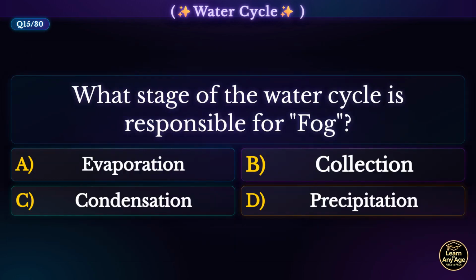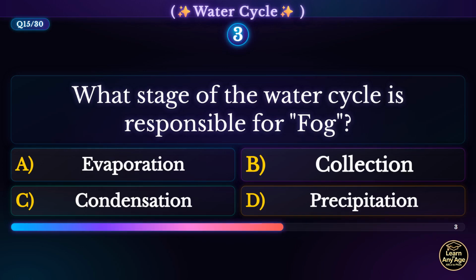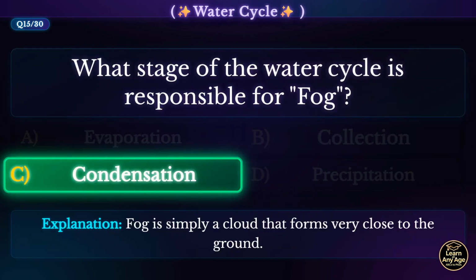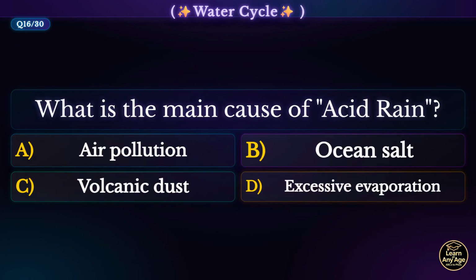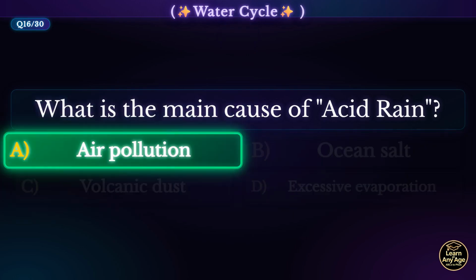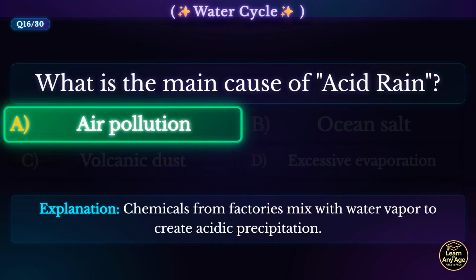What stage of the water cycle is responsible for fog? Condensation. Fog is simply a cloud that forms very close to the ground. What is the main cause of acid rain? Air pollution. Chemicals from factories mix with water vapor to create acidic precipitation.